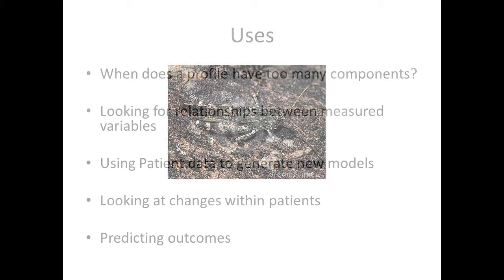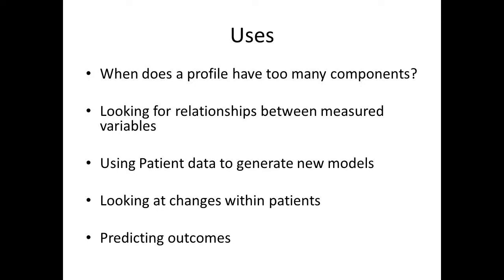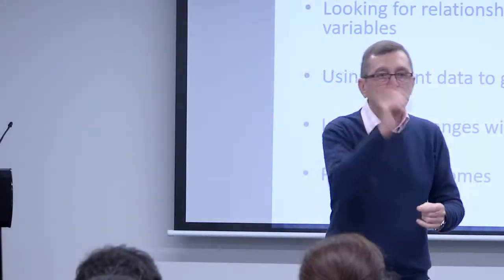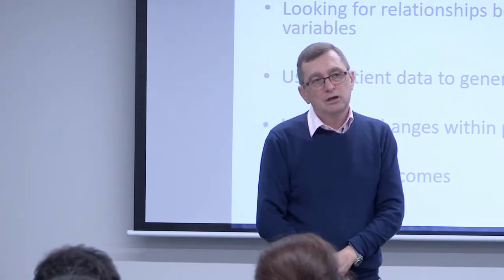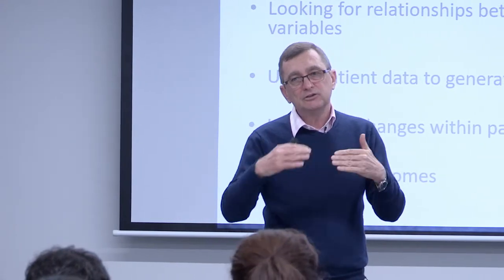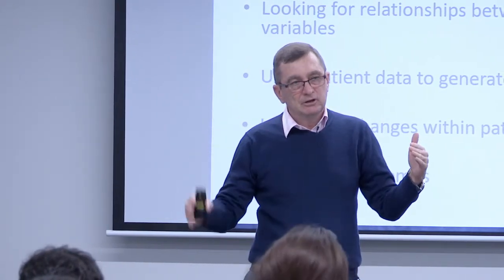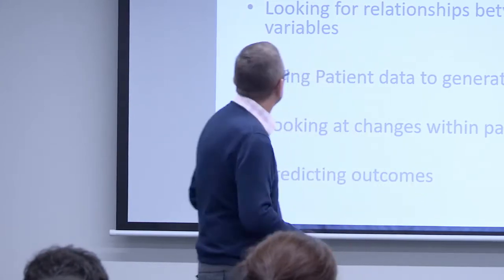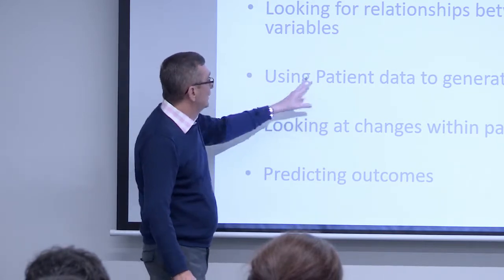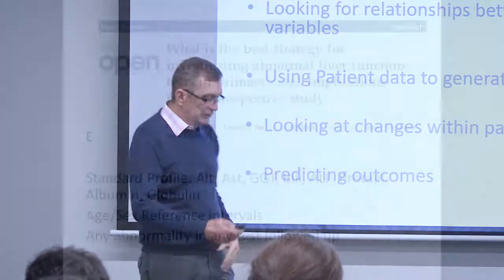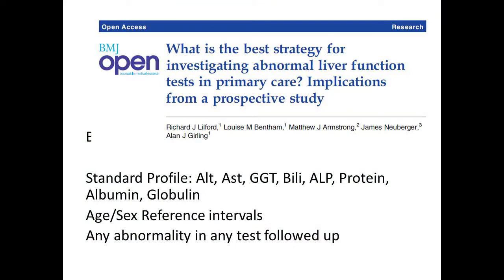So now we'll start to delve a bit further into things. These are more specific things that I've been interested in. In terms of a profile, you go to the local doctor, they write something out, you go to have a blood test done, and 15 or 20 tests come back. Do you need that many tests to give you the same information? We look for relationships between them, using data to generate new models, looking at changes within patients and predicting outcomes. That's what we're going to talk about now.